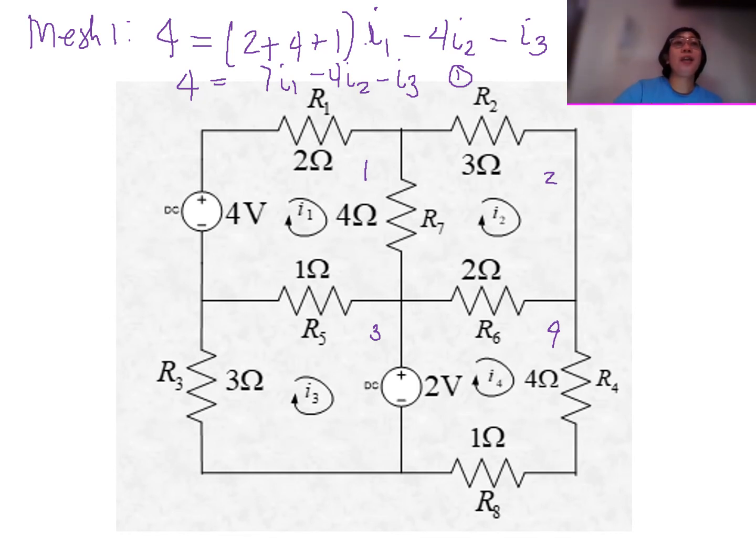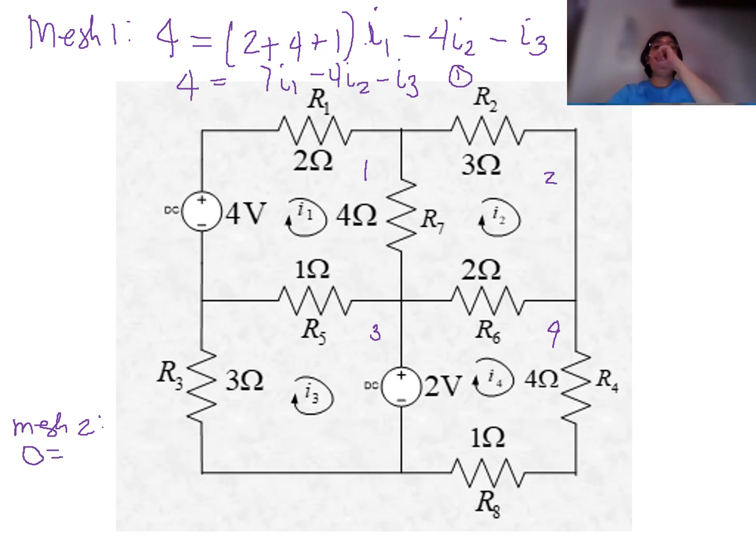So let us write here mesh number 2. Okay, so we will be concentrating on the second mesh. So as we travel in this mesh, we cannot see any voltage source. So therefore, our constant is 0.